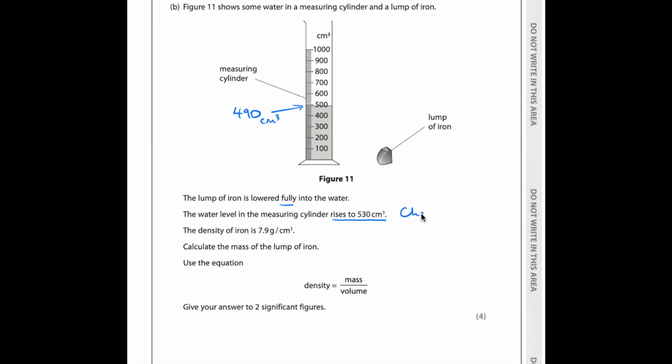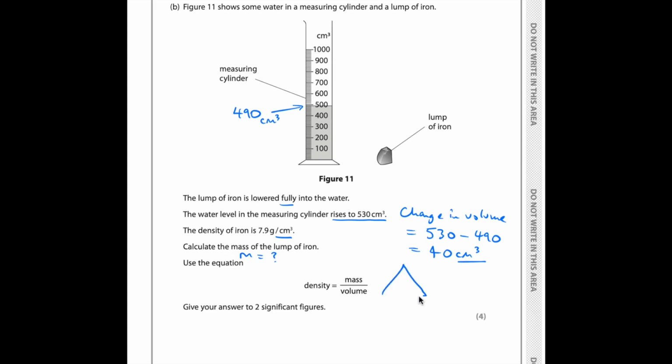So the change in volume equals, well, it went up to 530 from 490, so that is a change of 40 centimetres cubed. The density of iron is 7.9 grams per centimetre cubed. So that's good, that's already in centimetres cubed, and that's in centimetres cubed, so we don't need to convert anything. Calculate the mass, so mass is our target of the lump of iron. So we're going to need to rearrange this equation.